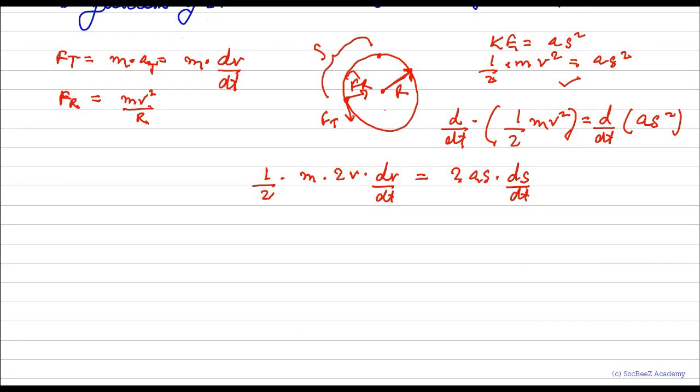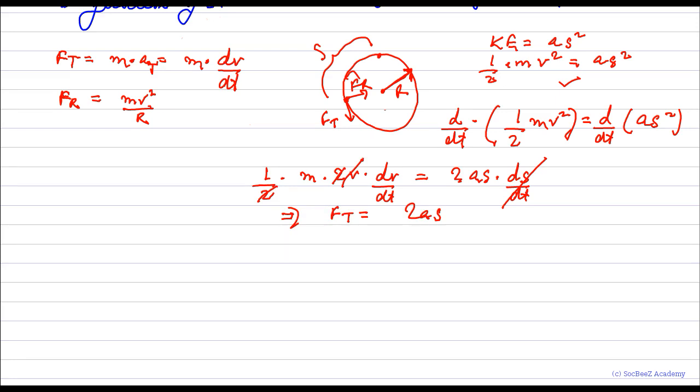Now what is ds by dt? ds by dt is nothing else but the tangential velocity. So I can cancel v and ds by dt from the two sides of the equation. This two gets cancelled, from which I get the tangential force, which is m into dv by dt, as 2as. Fine. So this is the expression for my tangential force.